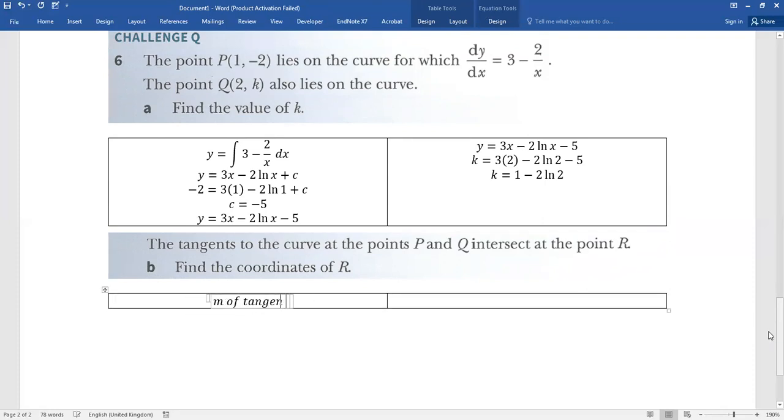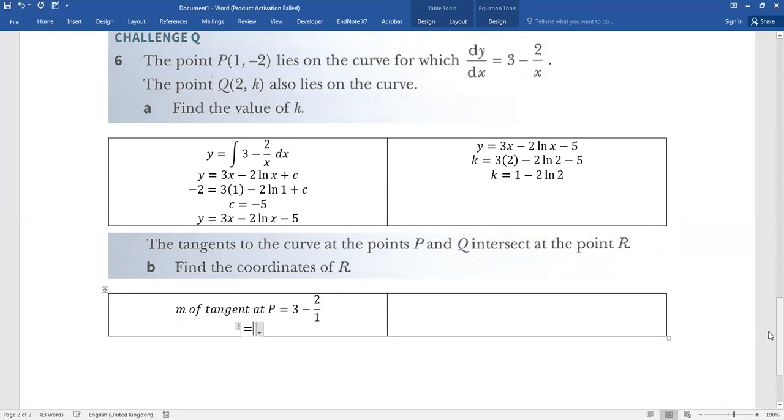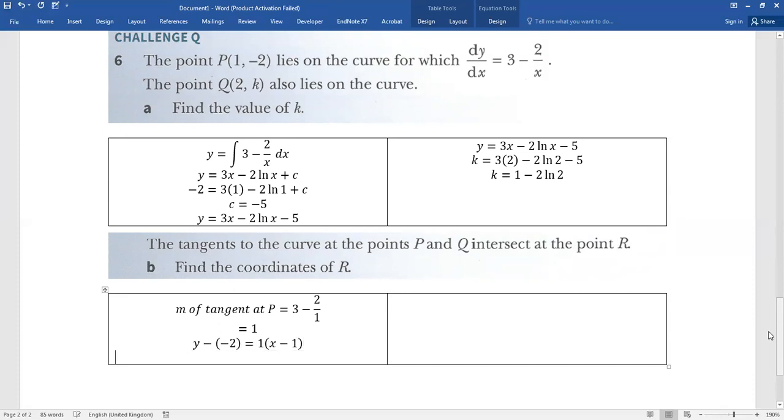So m of tangent at P, the gradient of tangent at P, can be found using the derivative, which is 3 minus 2 is 1. y minus y1 is equal to m bracket x minus x1. The equation is y is equal to x minus 1. This is the equation of tangent at P.